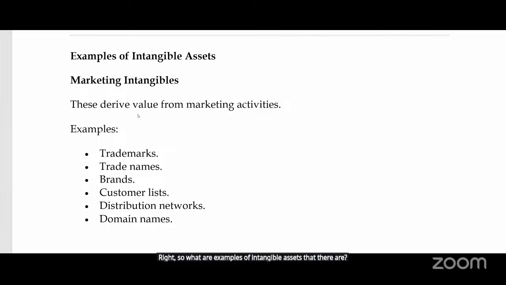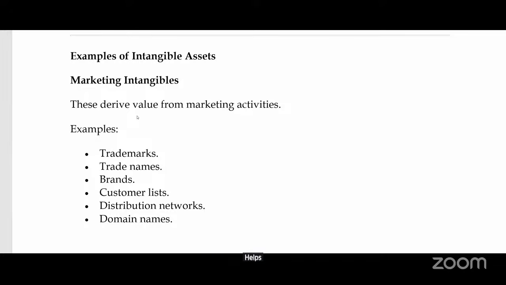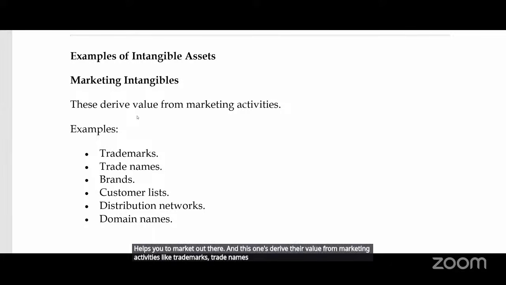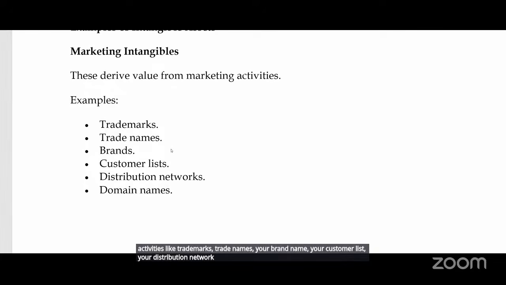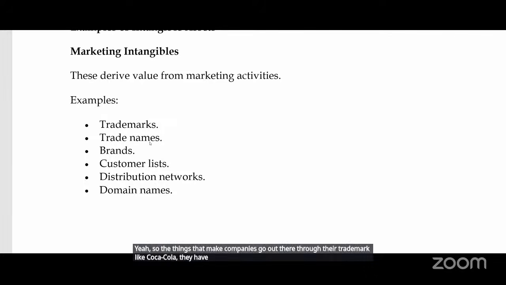So, we have two main types of intangible assets, which we call marketing intangibles and trade intangibles. The marketing intangibles are the ones that help you to market out there. These derive their value from marketing activities, like trademarks, trade names, your brand name, your customer list, your distribution network, your domain names. Now, these are things that put you out there, so we call them marketing intangibles. Does that make sense? Yes, sir. So the things that make companies go out there, through their trademark, like Coca-Cola, they have a trademark, right? Some people have brand names. All these things are intangible assets.